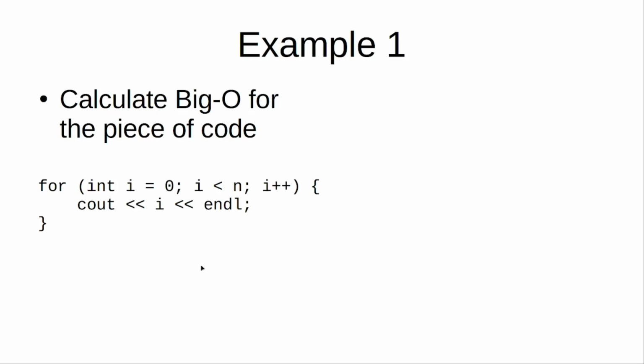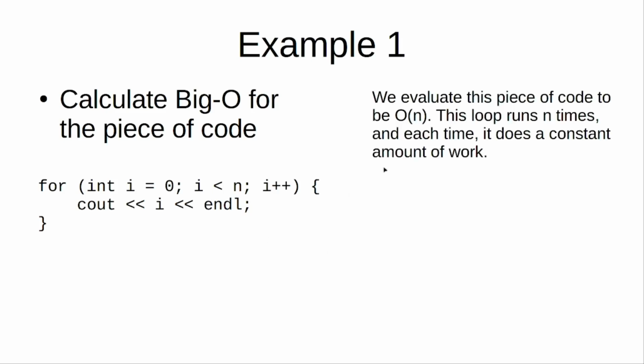And so to evaluate this, we want to identify how many times this is going to happen. Right? And so we're going to start from 0 and we're going to go all the way to n. So this is going to happen n times. We evaluate this piece of code to be big O of n. And the loop, like I've mentioned before, runs n times. Each time, this is important too, it does a constant amount of work, which is this outputting of i. It's just a print statement. So with this example, the complexity is big O of n.